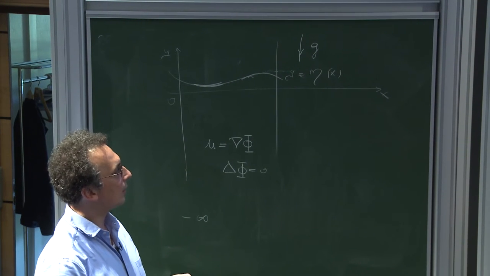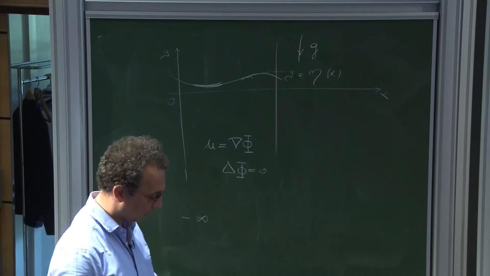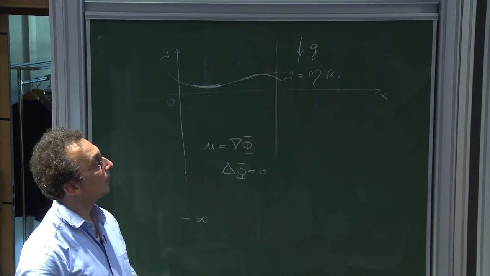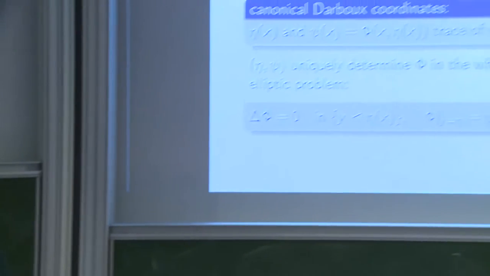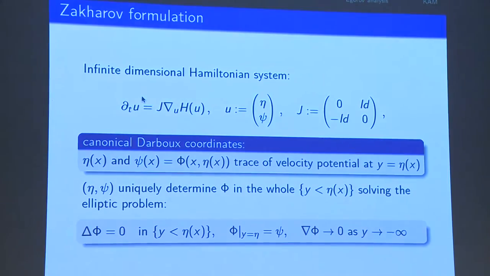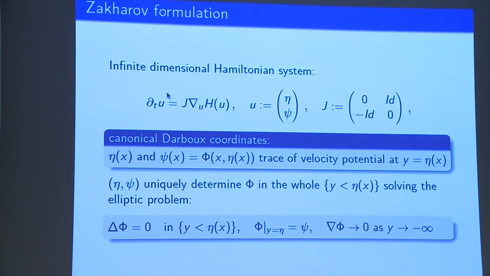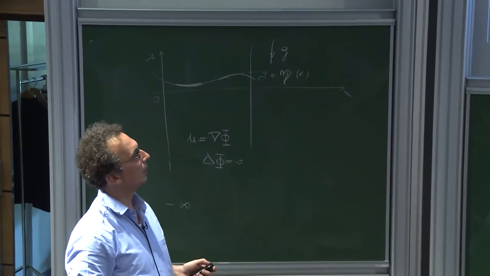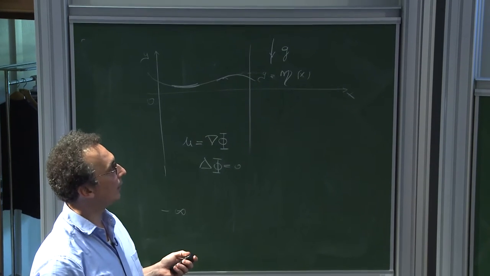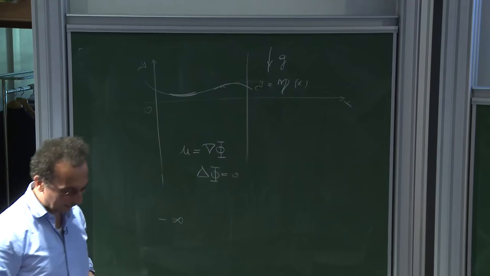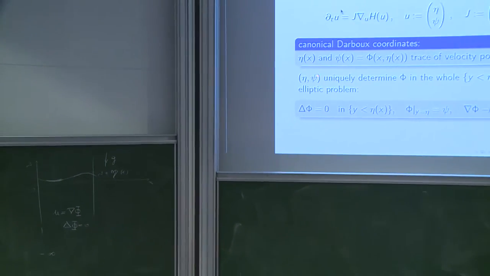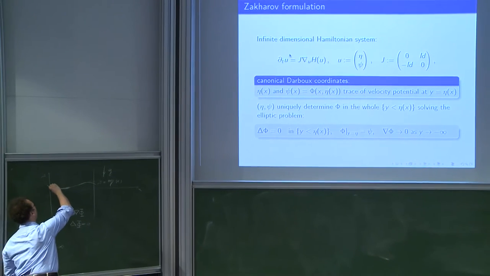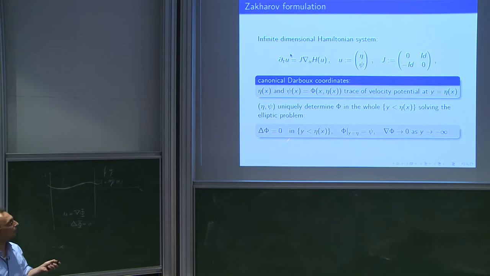And of course, the unknown is how the fluid evolves, and so to know its velocity potential phi. And as was reminded yesterday, it is an infinite dimensional Hamiltonian system. The canonical variables are the graph, so the function eta of x, and the trace at the boundary of the velocity potential. In fact, if one knows eta, so the shape of the domain occupied by the fluid, and if one knows the value at the boundary of the velocity potential, one finds the unique harmonic function in the domain occupied by the fluid with these boundary conditions.